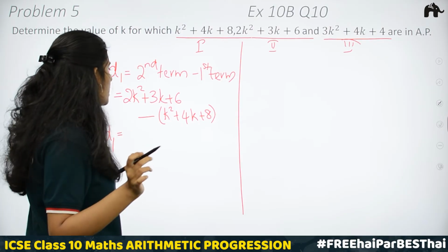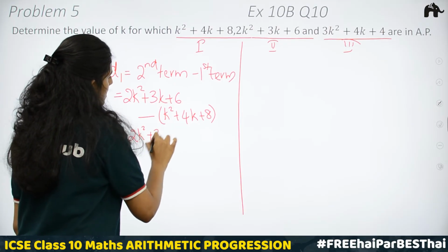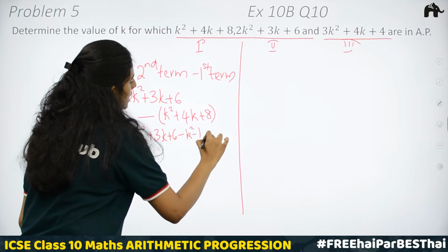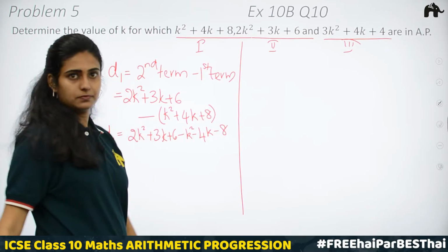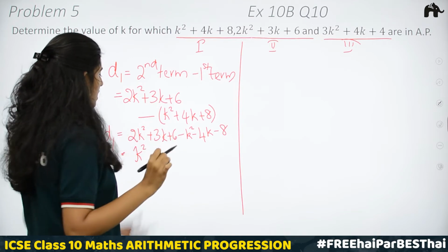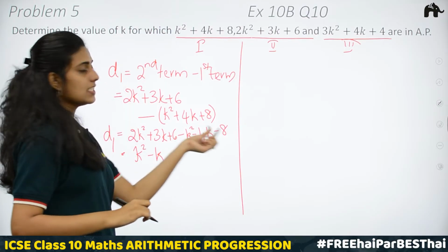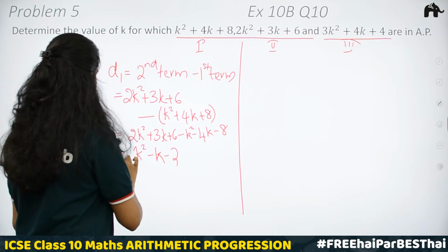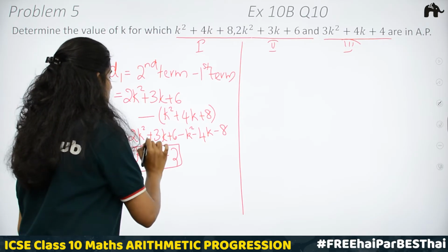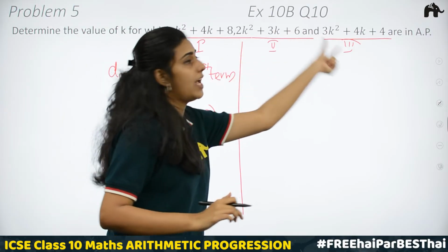D1 is equal to, distributing the negative sign, 2k square plus 3k plus 6 minus k square minus 4k minus 8. Okay, 2k square minus k square is k square, plus 3k minus 4k is minus k, plus 6 minus 8 is minus 2. Therefore, the difference between the first and second term, D1, is equal to k square minus k minus 2.